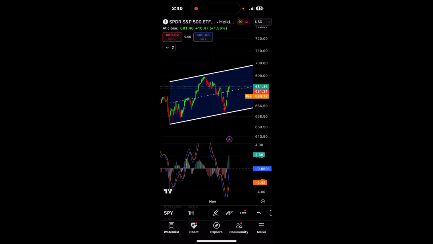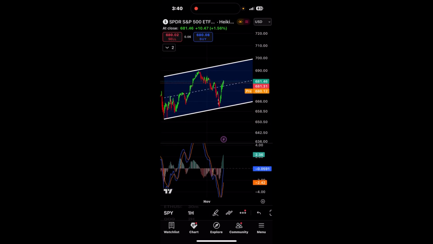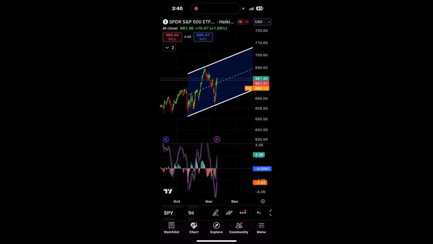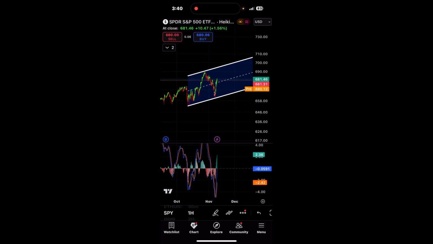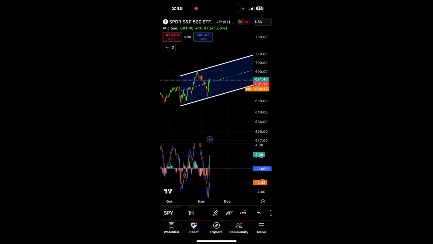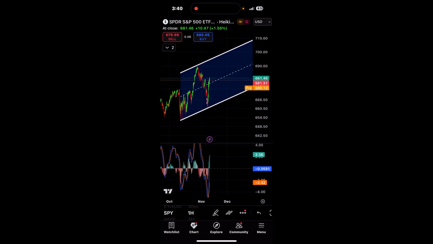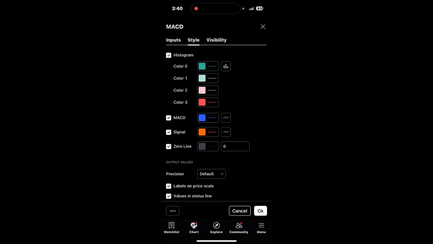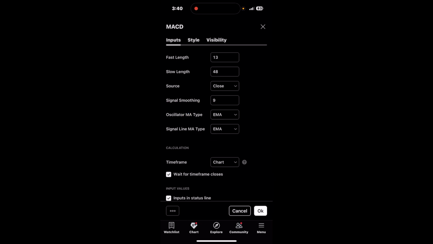To understand what I've done here, I drew a parallel channel on the S&P, from here to here, because you've got two touch points. You've got one right here, and this is a parallel channel going upwards. Just looking at the parallel channel, we know that SPY is currently going up, so up is the direction we would be focusing on. Then we have our MACD here, and I have my settings changed to 13 and 48.